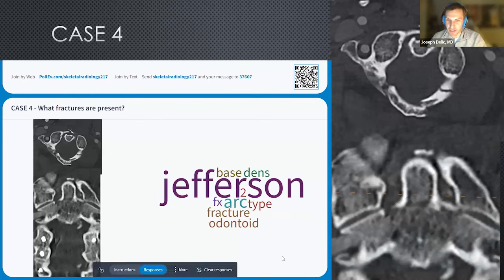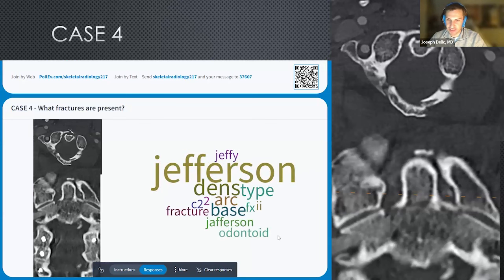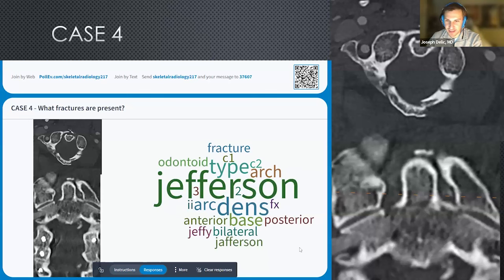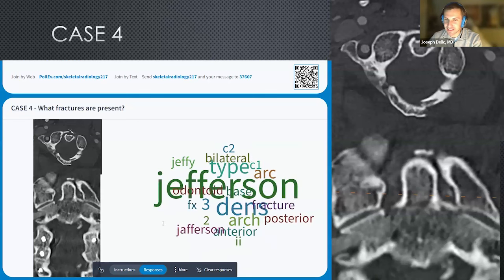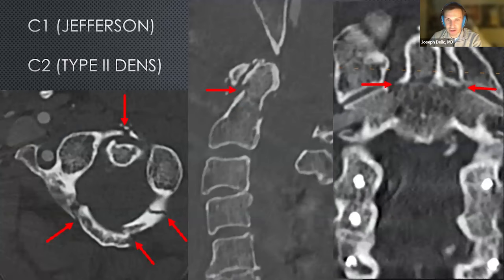Okay, I like these. So we got a lot of Jeffersons, we got Dens. I see a 2 in there, right? So those are all great. We got a Jeffy in there. I like that too. So looking at this nice word cloud, I agree with you guys. So if we look at our answers here, we have a comminuted fracture of C1, Jefferson fracture. We have multiple fractures through that ring. And if you look at our dens, you can see this fracture through the base of the dens on both our sagittal and coronal. And these are C1, Jefferson, and type 2 dens fractures.